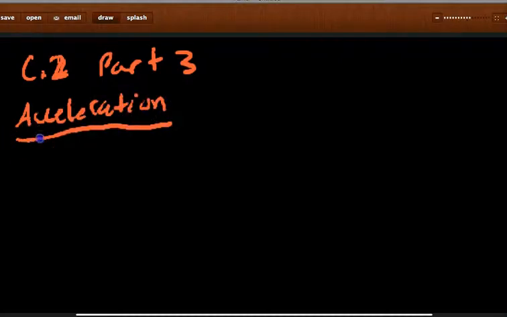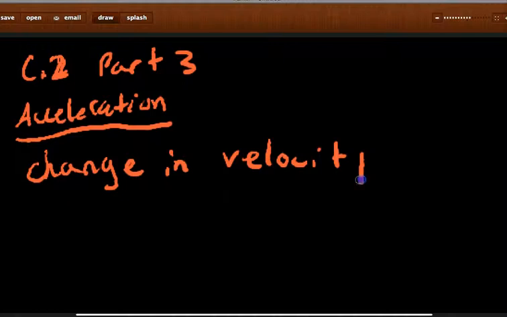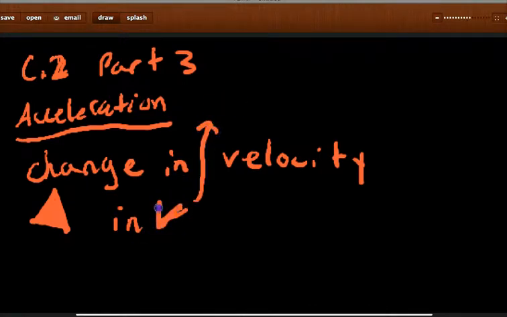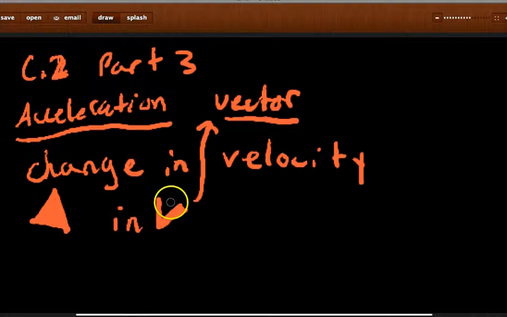What you want to think about when you hear acceleration is change in velocity, which is represented by this delta here, the change in v. Since acceleration incorporates a velocity term, it is a vector. So change in v, you want to think of acceleration like that.